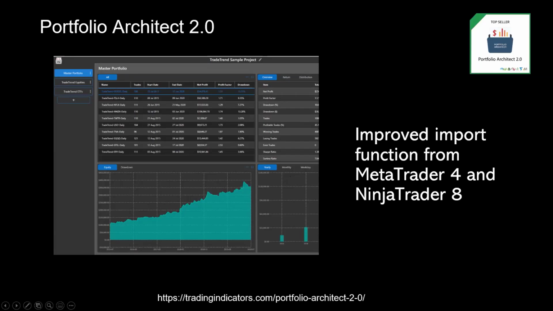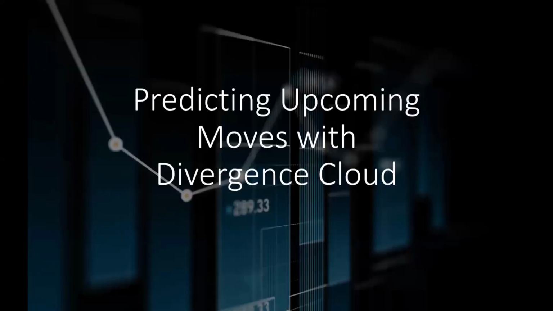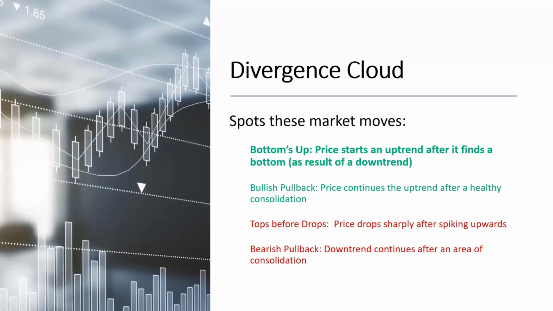And now let's move over to our core topic of today's presentation, and it's called Predicting Upcoming Moves with Divergence Cloud. Now, Divergence Cloud, if you do not know it yet, is a great indicator to spot the next market move. In particular, Divergence Cloud will allow you to spot 4 different moves. So let's go through these moves one by one.